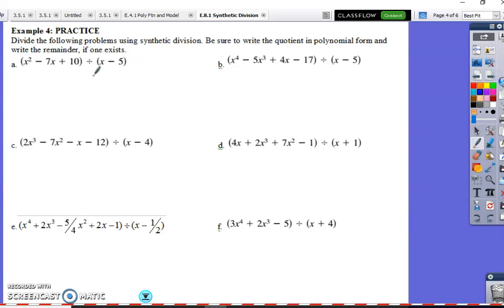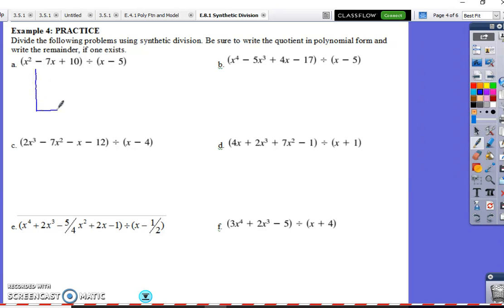Okay, here's your second video on synthetic division, and this is going through the practice problems so that you really understand how to do the synthetic division. So we are going to divide the following problems using synthetic division. Be sure to write the quotient in polynomial form and write the remainder if one exists. So that's what our directions are. So we'll start at letter A and we'll work our way through these. Feel free to stop the video at any time that I'm going too quickly.